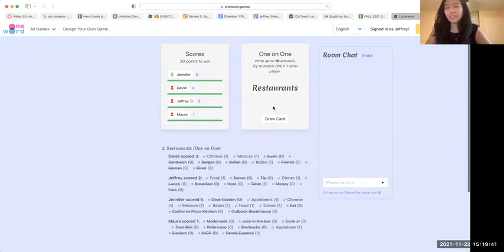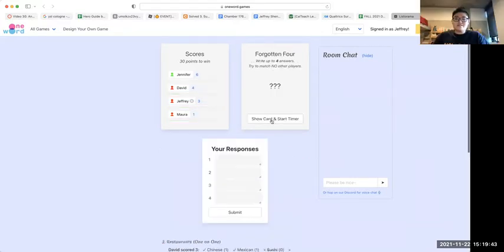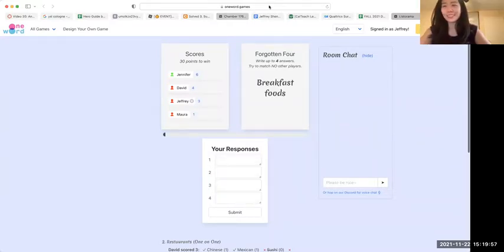Let's draw a card. Sounds good. So we have four-fold: write up to 4 answers and try to match with no one. So you want to be as unique as possible. Are we all ready? Yes. Okay, and then I'm going to pause right after this. I should say you have to follow the theme. You can't just write anything. Yes, you have to follow the theme.